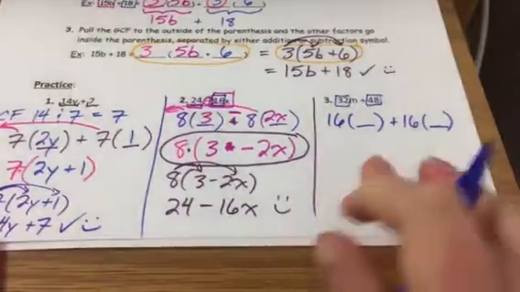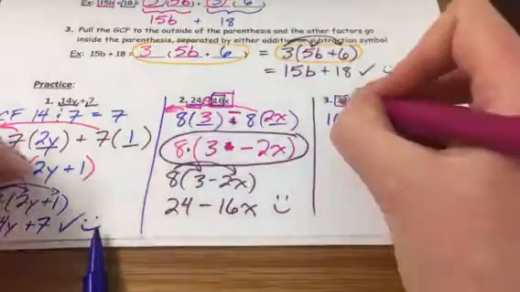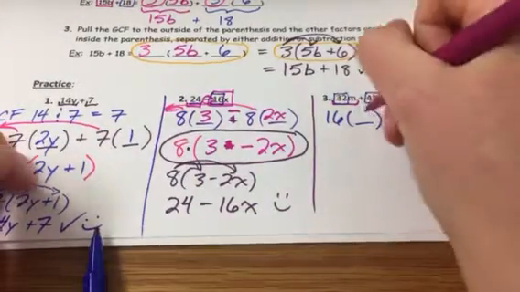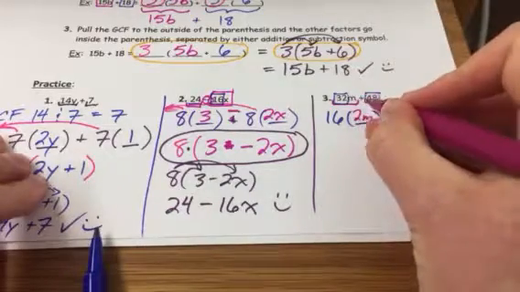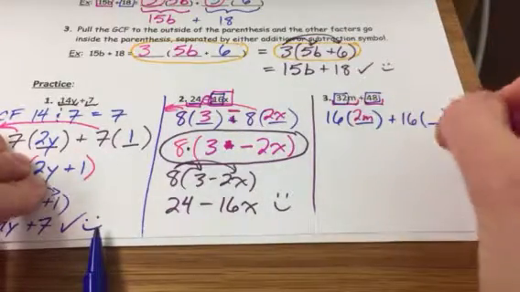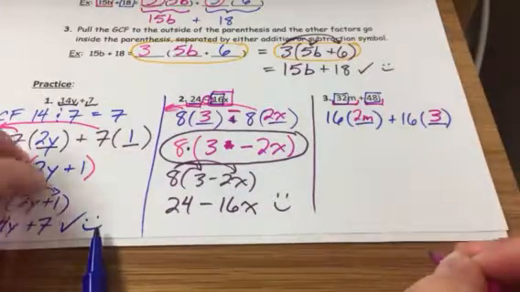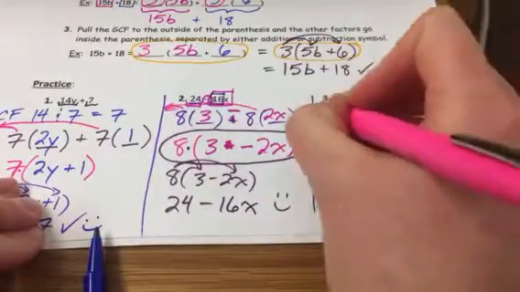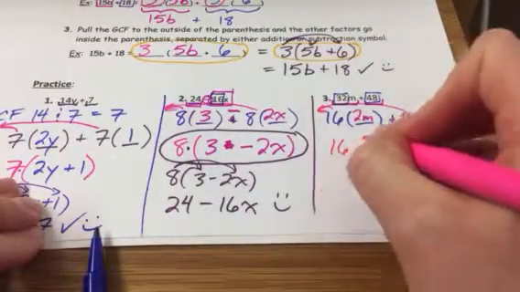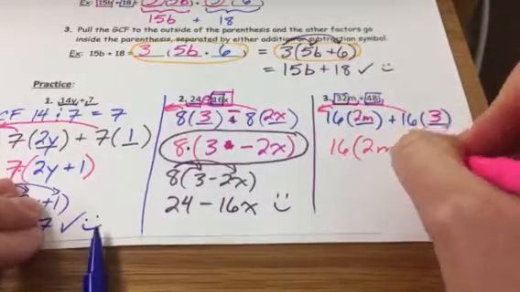So I've got 16 times blank, and that needs to get me back up to my 32m. 16 times 2m will get me back to my 32m. And then I need 16 times what number gets me back to 48? 16 times 3. Now I'm going to undistribute. I'm going to pull those 16s out of there, and they're going to go to the outside of the parentheses, and I'm left with 2m plus 3 on the inside.